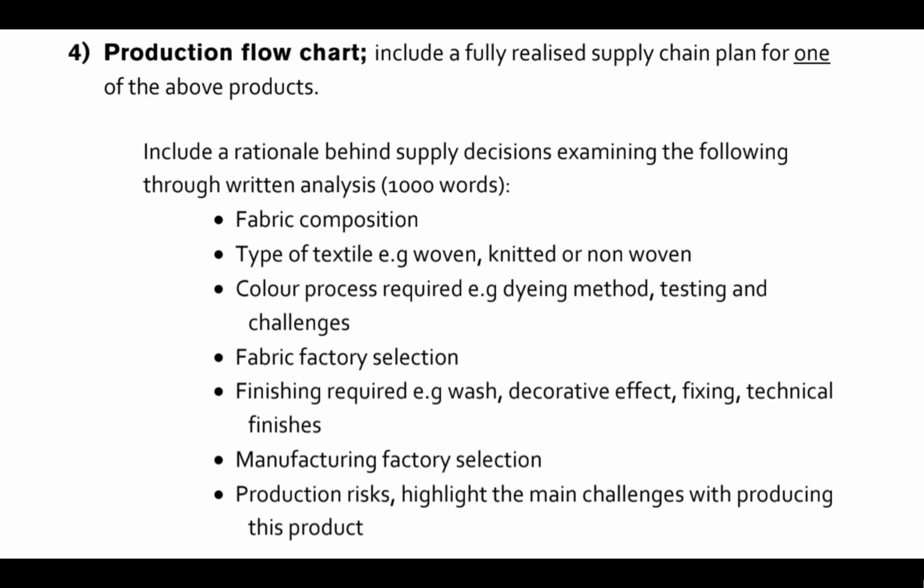This lecture relates to Part A4, the production flowchart. Here you must include a fully realised supply chain for one of the above products. That's either the sportswear piece or the casual wear piece. You must include a rationale behind supply decisions examining the following through written analysis.